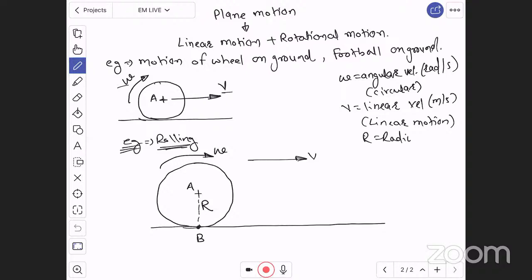Radius of wheel, right? Now this center point A will move forward like this. A will go to another position. Let us say A will go to A dash. The new position of A is A dash, and the new position of B will be here while rotating. See, while rotating, B is rotating like this, right, in clockwise direction. Therefore, the new position of B will be by rotating.